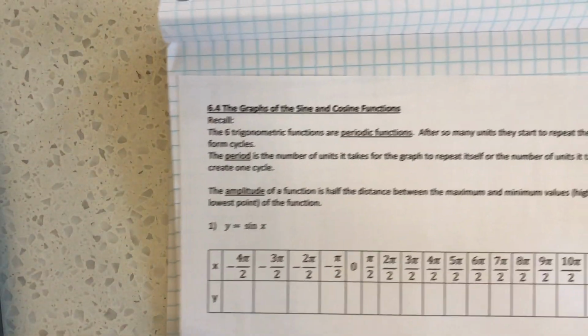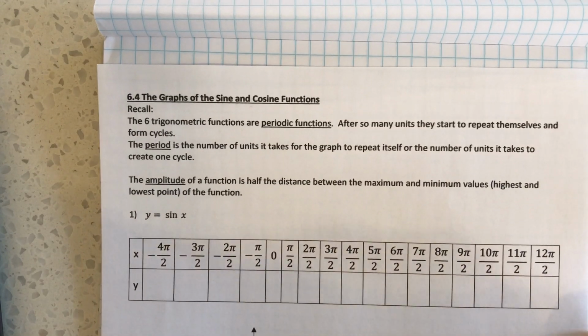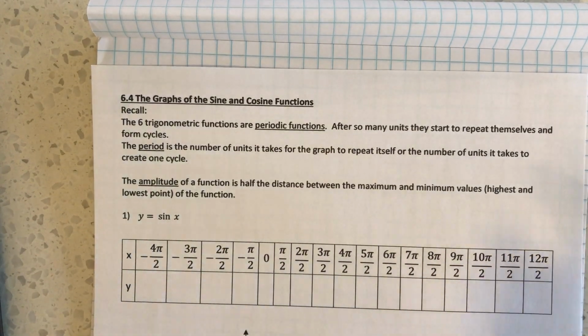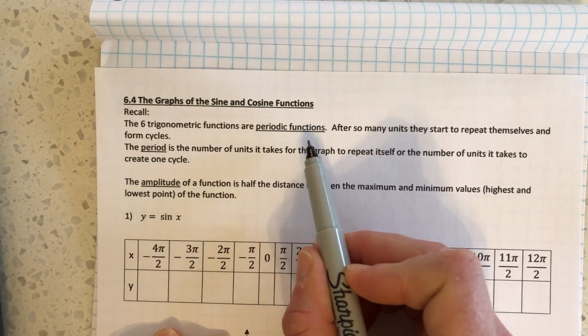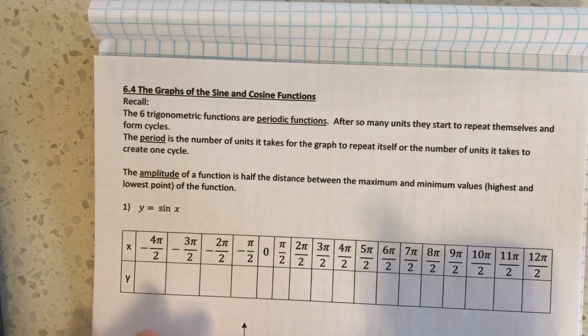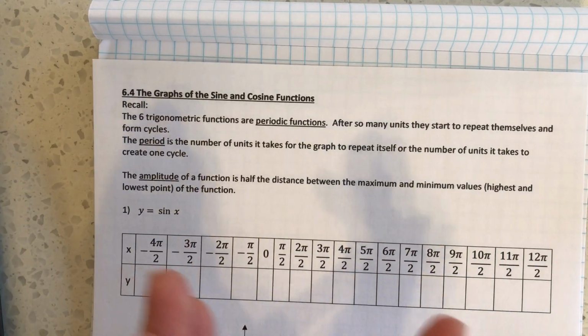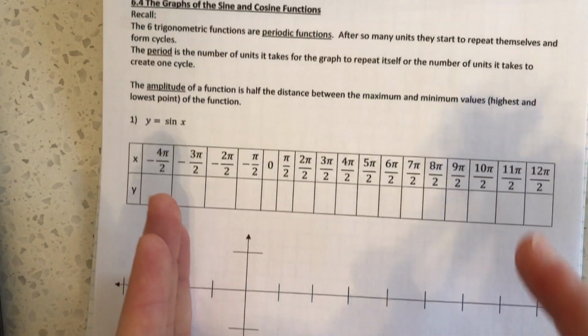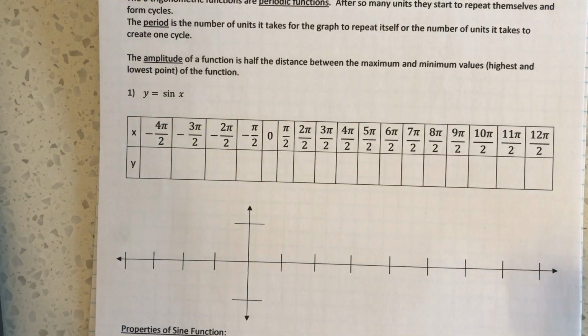sine function, let's just remember a few things first, okay? The 6 trigonometric functions are periodic functions. That means they're going to repeat. After so many units, they start to repeat themselves and they form cycles. So after so many inputs go in, they're going to make the exact same graph over and over and over again.